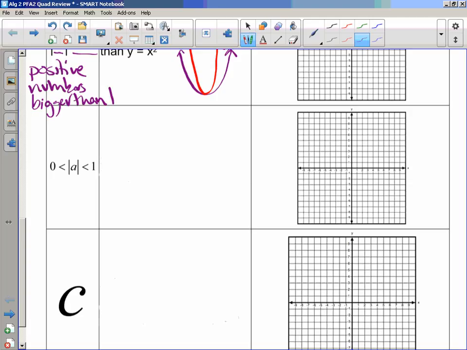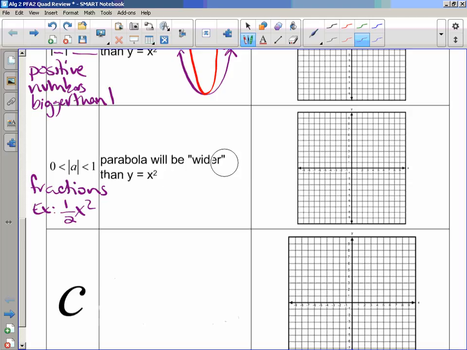What type of numbers would we see there? Well, in other words, those are fractions. Fractions less than 1. So for example, I could have 1/2 x squared, something like that. If it's a fraction, then the parabola will be wider than just x squared. So if I put just x squared on here again, then if the leading coefficient was a fraction, I might see something like the red one here. And let's just say, for example, this is 1/3 x squared.